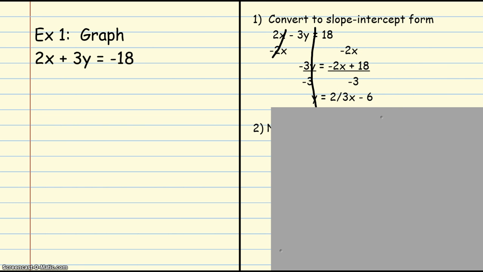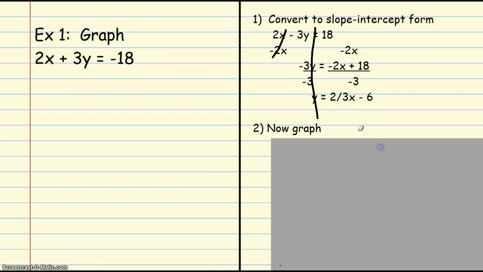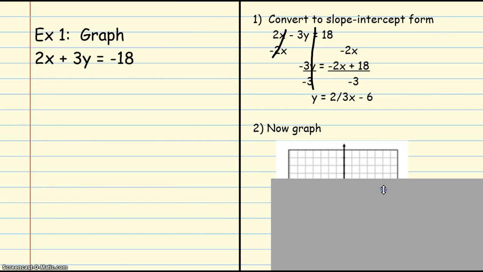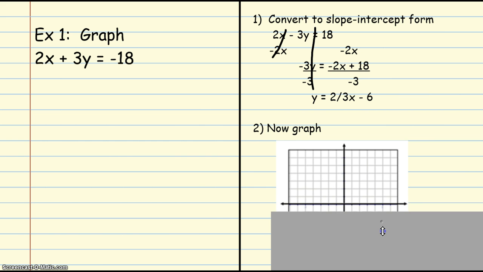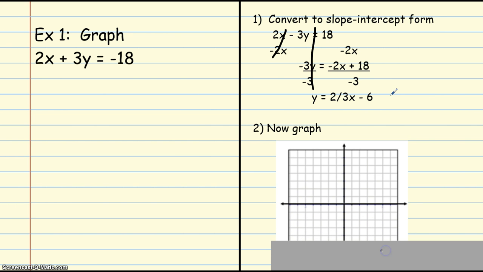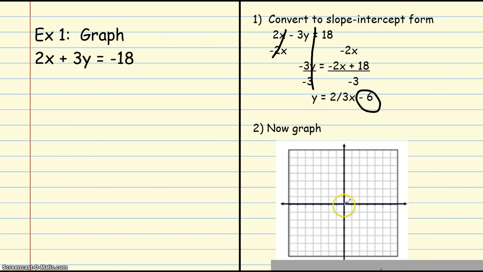So now we have this nice slope-intercept equation. We are now able to go ahead and graph it. And as we know from yesterday, we need to start with our y-intercept. Our y-intercept is negative 6. So we're going to put a dot at negative 6. So start at 0, 1, 2, 3, 4, 5, negative 6 along our y-axis.